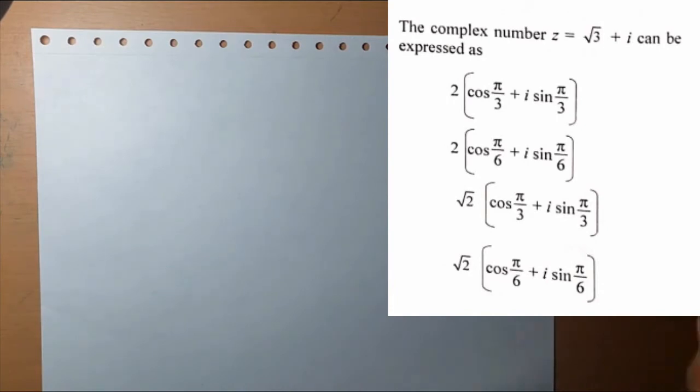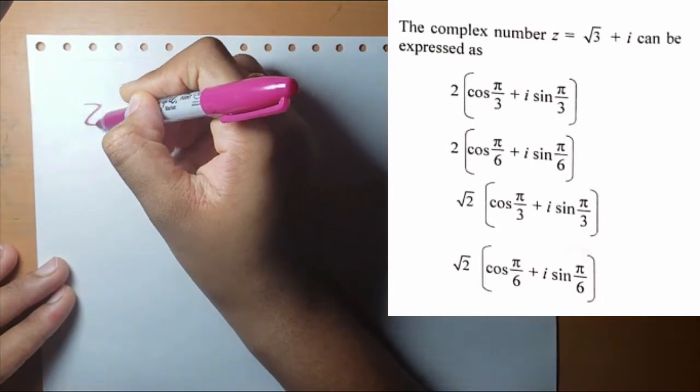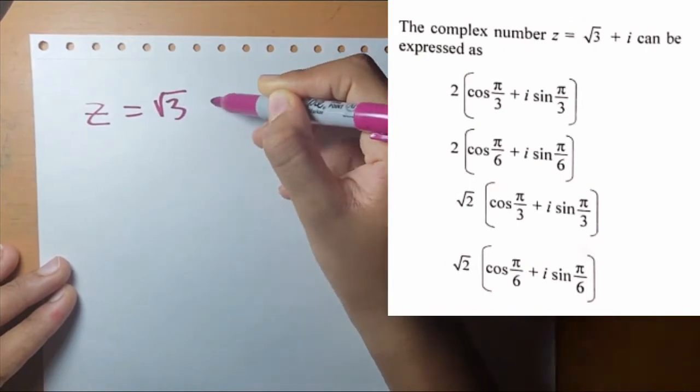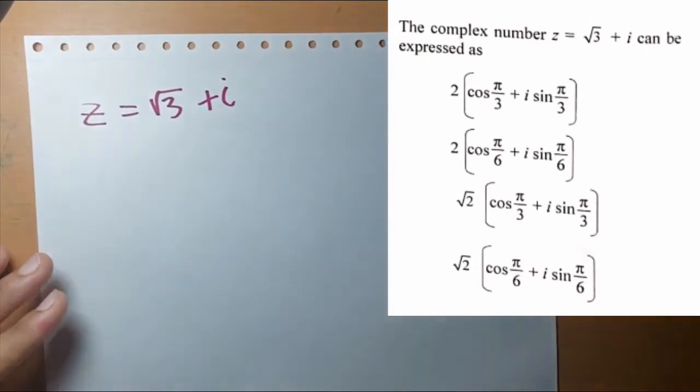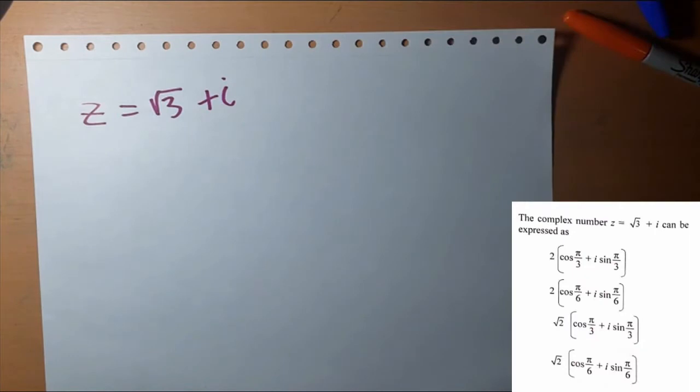Okay, so for this question, we're given a complex number, Z is equal to root 3 plus i, and we're basically asked to express it in a form, and this form is called polar form, right? So when we're expressing something in polar form, we need 2 things. We need the angle, and we need the number that's going to be outside of the bracket. And the number outside of the bracket is called r.